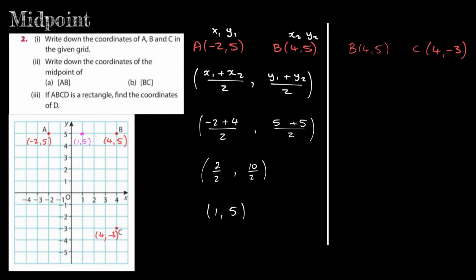If I'm getting the midpoint of BC, if I was going to guess, I would say it would be about here, because that would be 1, 2, 3, 4 down, and that would be 1, 2, 3, 4 up. So that would be correct. The answer there is going to be 4, 1. But I'm just going to work it out using what I know of the formula.